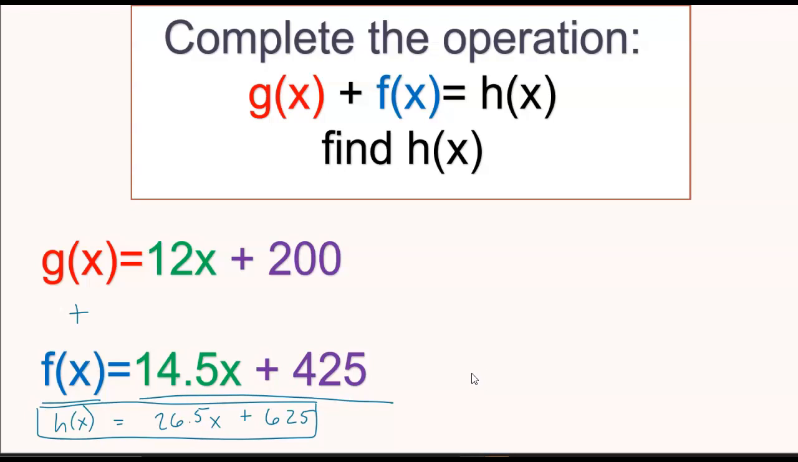So it's not too complicated, actually. We just add both of the functions together. Exactly what they told us to do. We just add them.